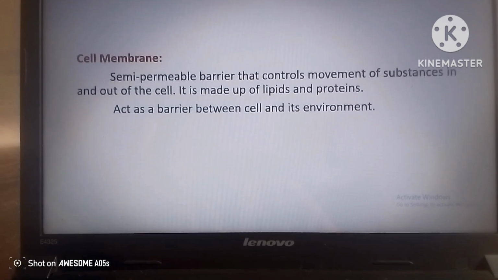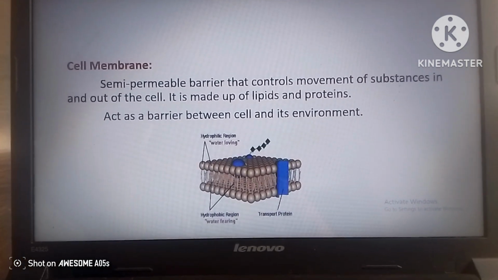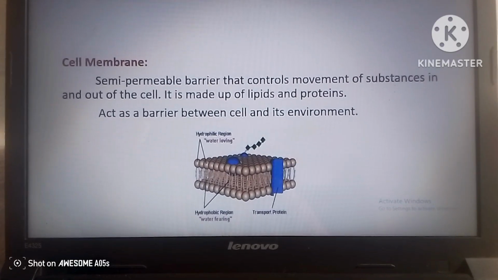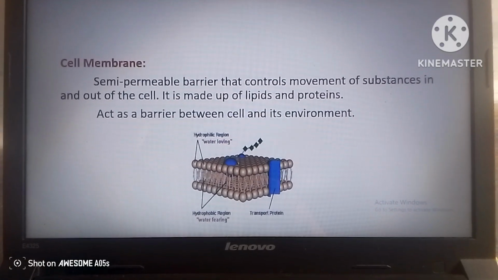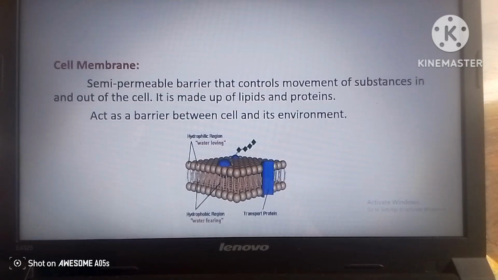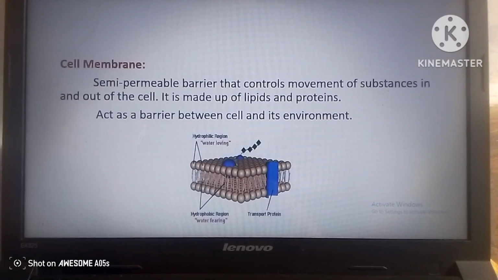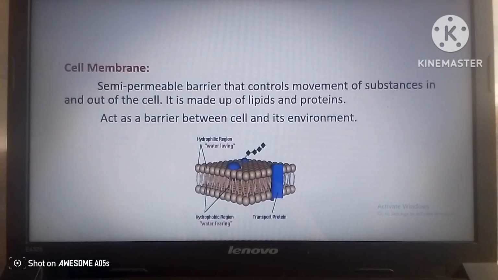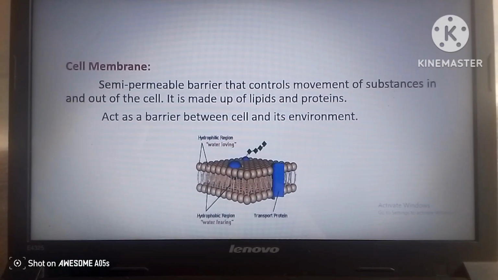Cell membrane. Cell membrane is also called the plasma membrane. It is a semi-permeable barrier. That means it allows only specific substances into the cell and controls the movement of substances in and out of the cell. It is made up of lipids and proteins. It acts as a barrier between the cell and its environment.